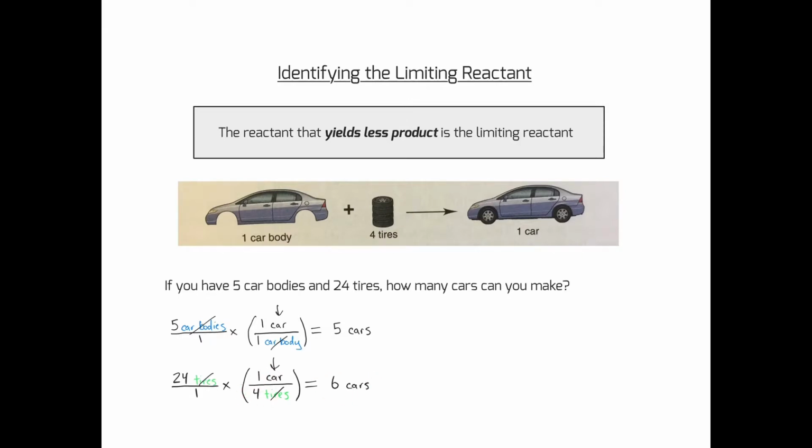And remember that the limiting reactant is the reactant that yields less product, which tells us that car bodies is our limiting reactant, because we can only make 5 cars with our car bodies. And we can make 6 cars with our tires. So with 5 car bodies and 24 tires, we can make 5 cars.